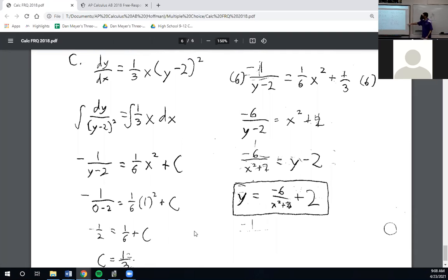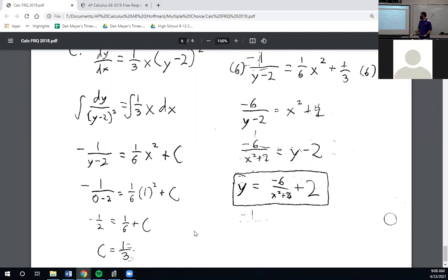Here's how I did it. Separate out the variables, take the antiderivative, and then I plugged in the point and solved for C. And then after that, I needed to get y by itself. I went ahead and multiplied by 6 here to get rid of the fractions, so that it was easier to work with. And then did some multiplying and dividing, add 2, and there's my equation with y by itself. So that is your separation of variables question.